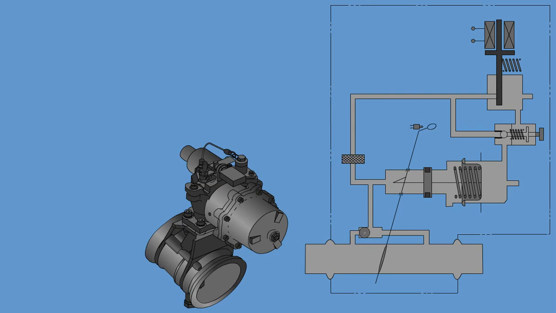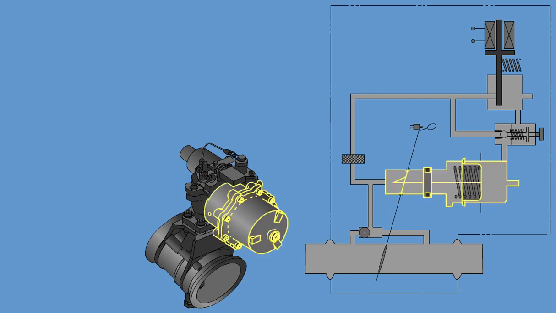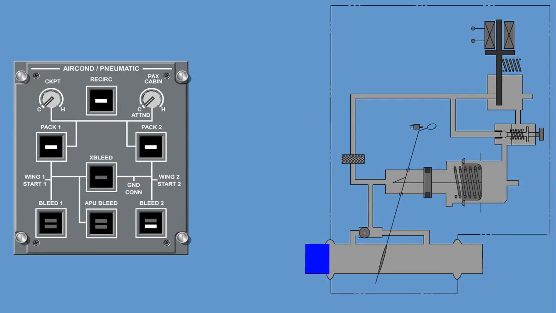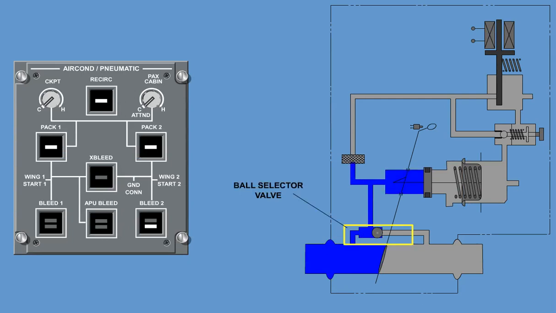The cross-bleed isolation valve is driven by a pneumatic actuator and controlled by a servo pressure signal provided by the torque motor. Duct pressure is ported directly to the piston of the actuator from either upstream or downstream of the butterfly disc, through a ball selector valve that transmits the higher pressure, and through a filter to the torque motor.